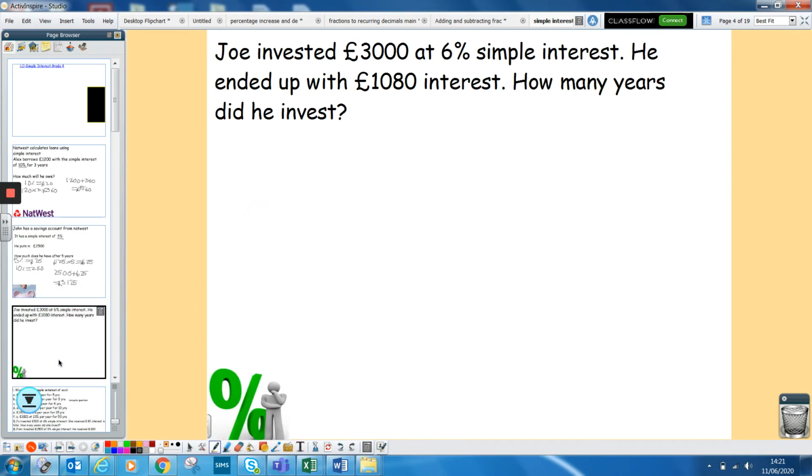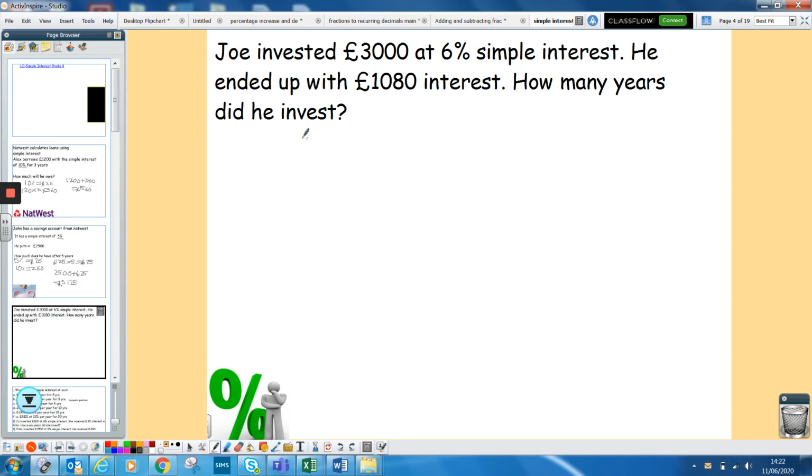On this one, we've got Joe invested £3,000 at 6% simple interest, and he ended up with £1,080 interest. So that's again important. He hasn't lost money. That's just the interest he's got. So how many years did he invest? The first bit is we're going to find 6%. And what I'm going to do this time, I'm going to change it up a little bit. I'm going to use a calculator to do this question.